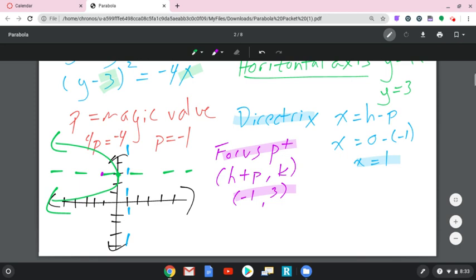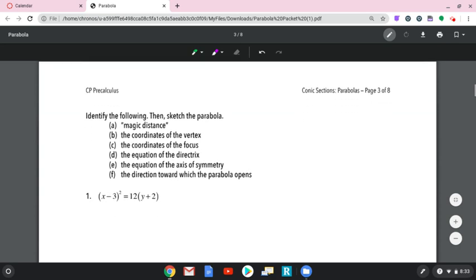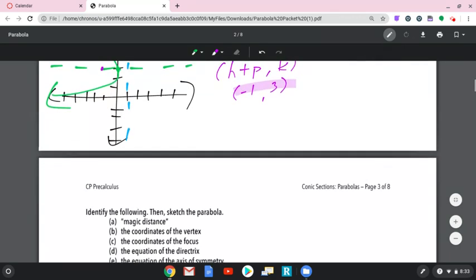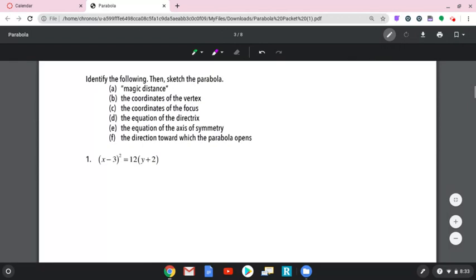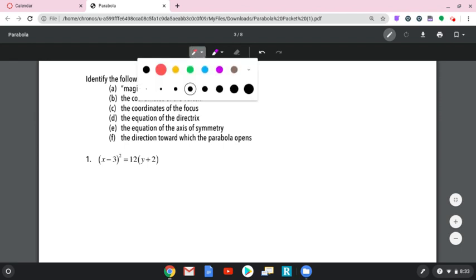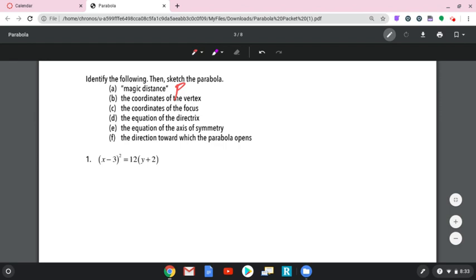All right, guys, let's try one more. Now I'm going to start with number 1 here. Okay, guys, when we look at this, identify the following, sketch the parabola. Magic distance. What do I mean by magic distance? That is p. Find the coordinates of your vertex, which are h, k. Coordinates of your focus differ based on whether it goes up or down or side to side. The equation of your directrix will differ whether it goes up or down or side to side, so we need to look at them. The axis of symmetry will differ whether it's up or down or side to side, so be careful.